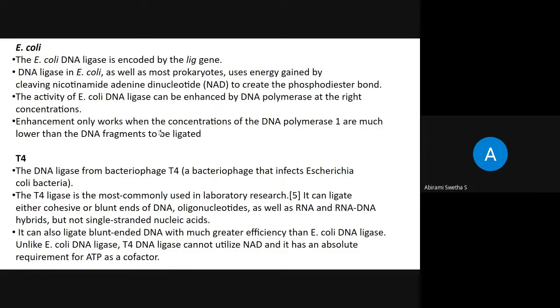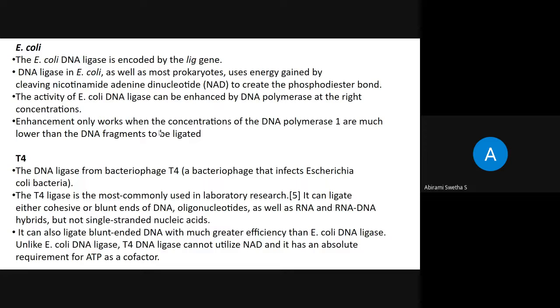Next is T4 ligase, which is the DNA ligase from the bacteriophage T4. It is the most commonly used in laboratory research. It can ligate either cohesive or blunt ends of DNA as well as RNA, but not single-stranded nucleic acid.